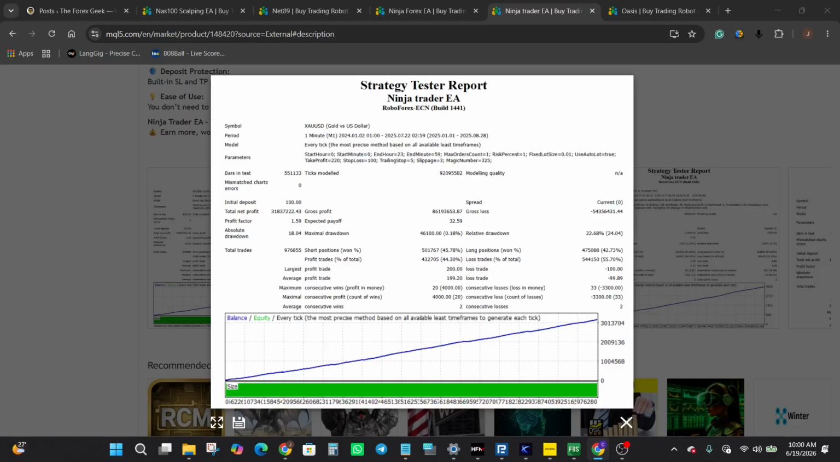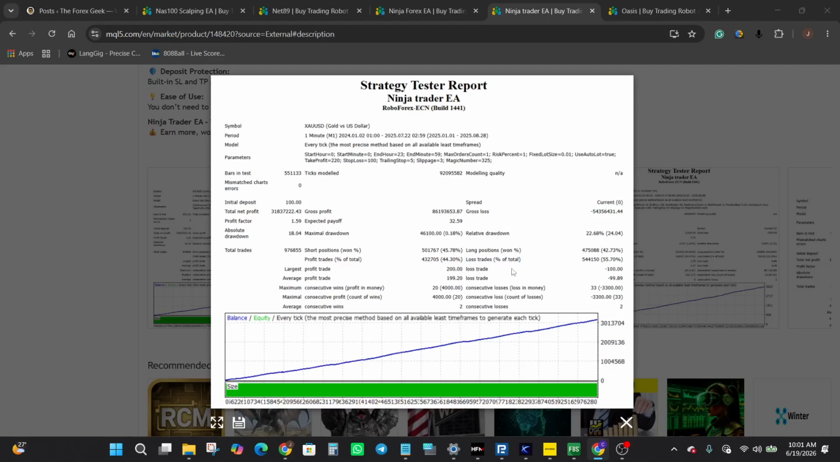Okay, let us start by looking at the provided strategy tester reports that we have here. Initial deposit is $100. It was tested on gold 1 minute time frame, of course. And the total net profit that we have here, over $31.8 million. Total trades taken, 976,855 trades taken. Wow. Out of which 432,705 were profitable, giving us a 44.3% win rate.